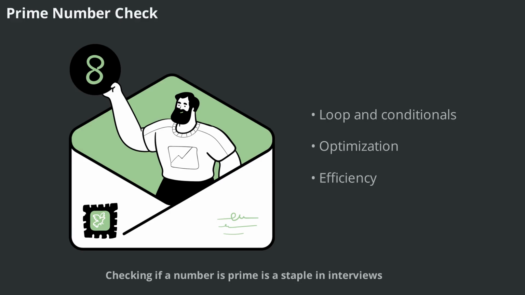Checking if a number is prime is a staple in interviews. The optimized approach checks divisibility up to the square root of the number. This question tests your understanding of loops, conditionals, and optimization. Interviewers notice when you avoid unnecessary iterations, so always look for ways to improve efficiency.